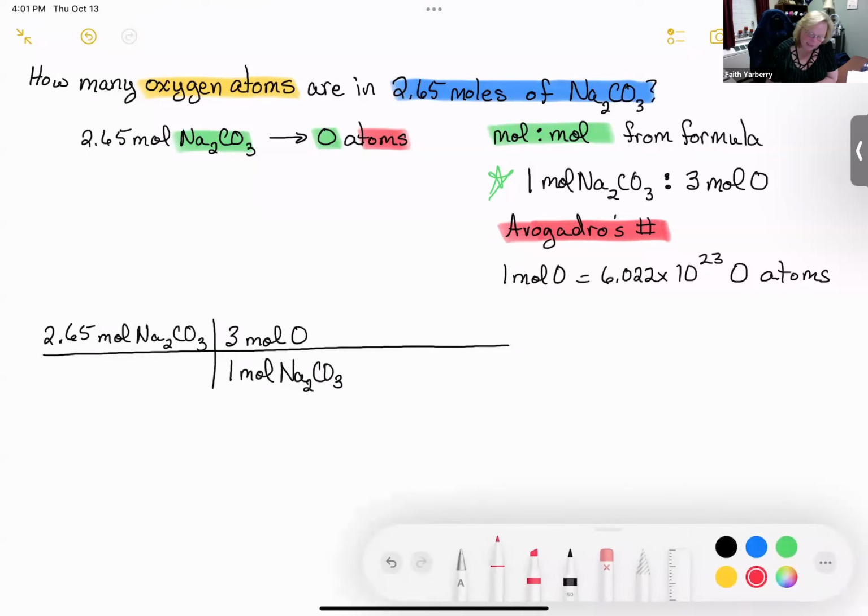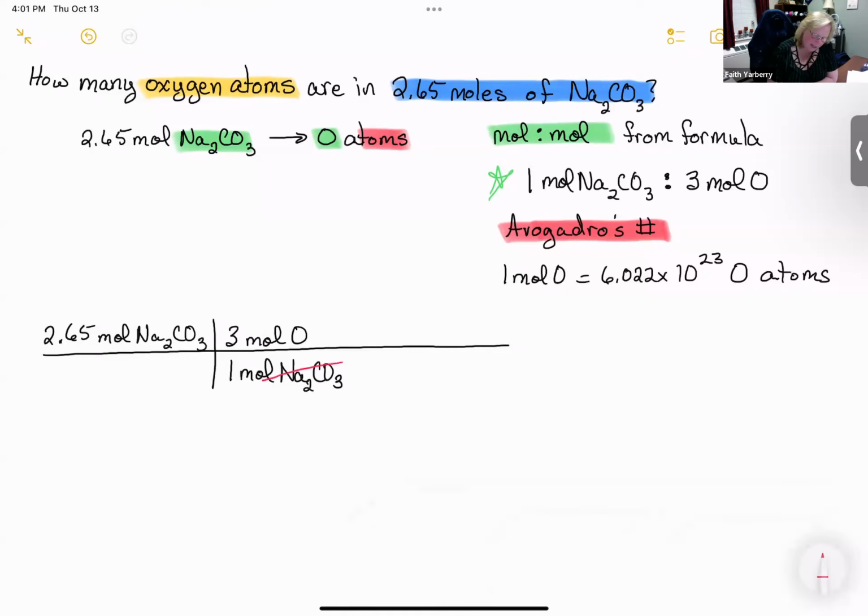You had to place the moles of sodium carbonate in the denominator so that the unit and the substance cancels. That is a key piece to stoichiometry. It is not sufficient for the unit to cancel. In stoichiometry, the unit and the substance has to cancel.